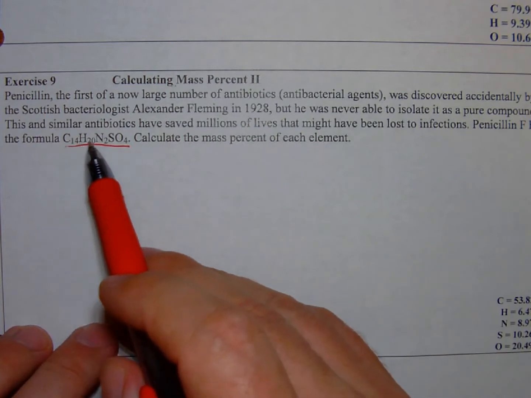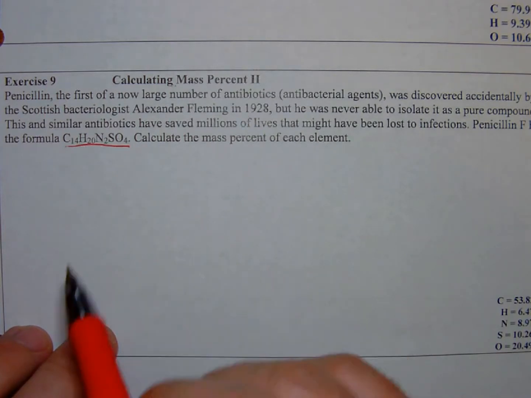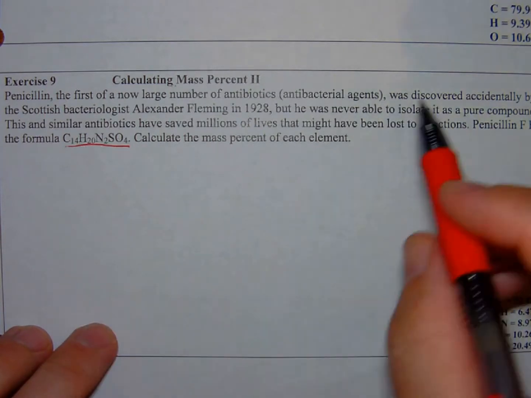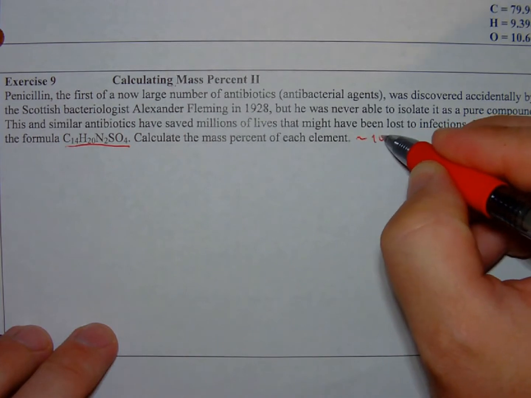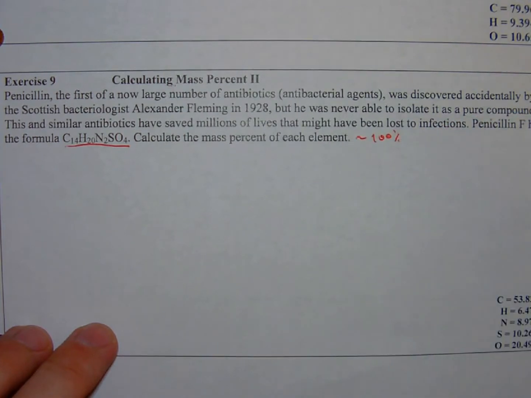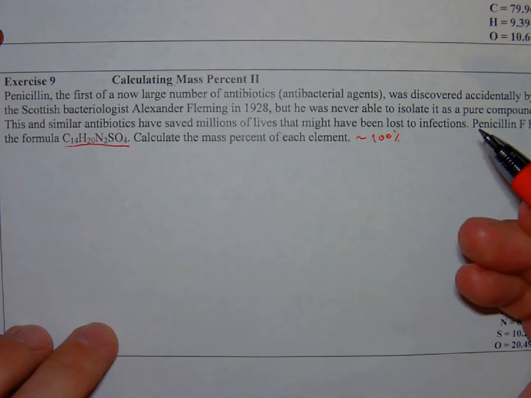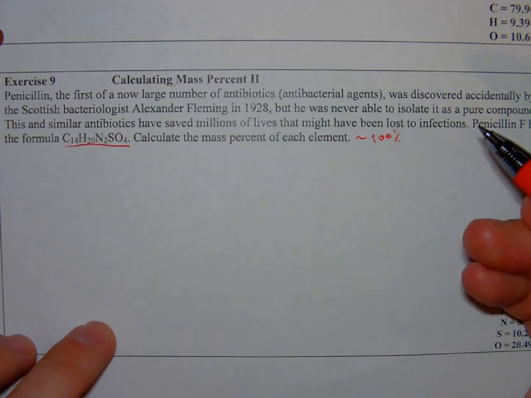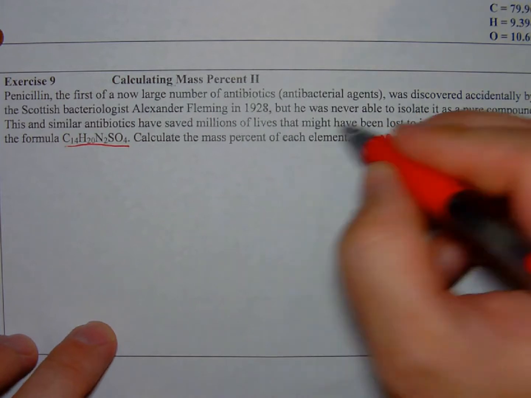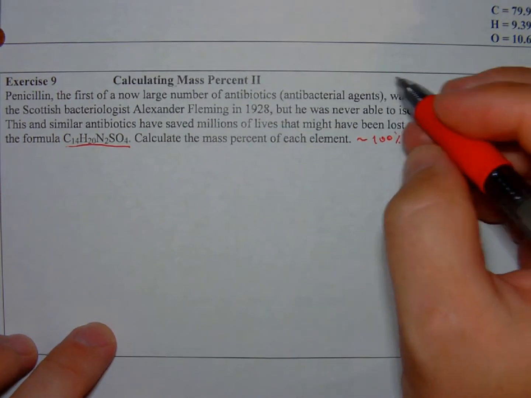So that's 1, 2, 3, 4, 5 different percentages we are going to have to calculate, and they need to end up adding up to about 100%. So let's get started. First thing I want to do is add up the molar mass of the entire thing. I'll do it up here.